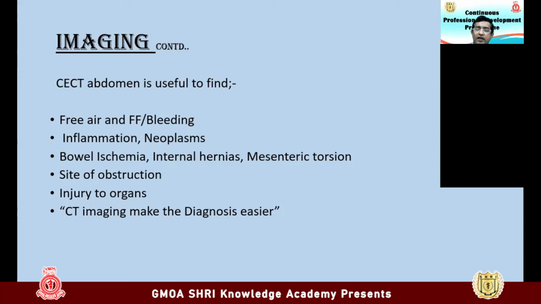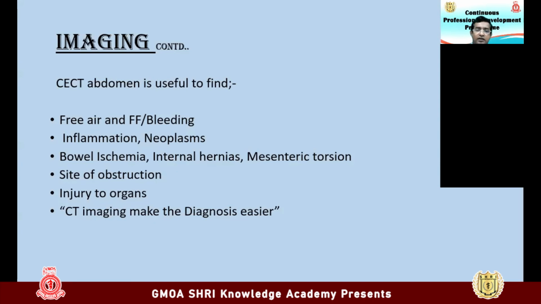Sometimes you will see fat stranding in areas of inflammation. You will see neoplasms with perforation, with spread as well. And you will see ischemia in contrast and angiographic studies. And you will see sometimes internal hernias. I have come across one or two patients who came with internal hernias and mesenteric torsions. So in bowel obstruction, you will see a site of obstruction we call the transition point.